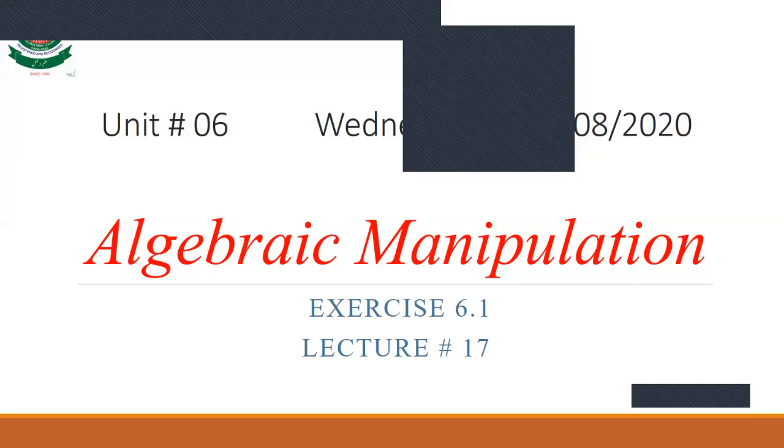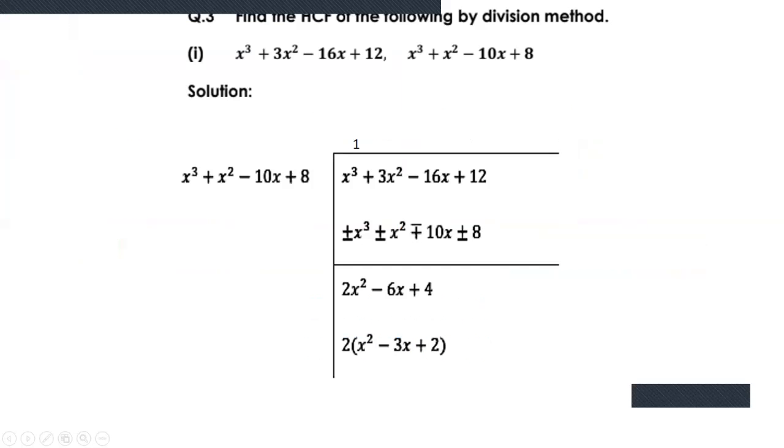Today's lecture is from question 3. Find the HCF of the following by the division method. The question is x cube plus 3x squared minus 16x plus 12, and the second expression is x cube plus x squared minus 10x plus 8. We have to find the HCF of these expressions.